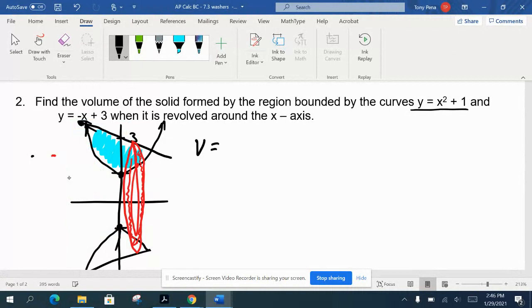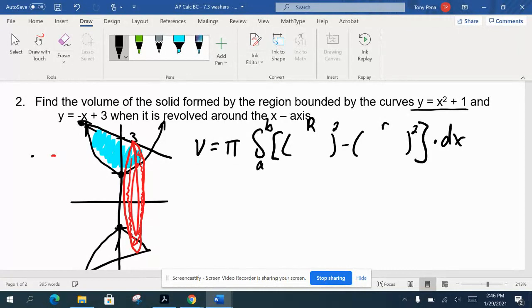Because it's the washer, our volume is going to be the sum from A to B of our big radius squared minus our small radius squared. And then the difference in x is our width. If we look at my washer, your washer, go to the big circle. Here's the top of the big circle. If I'm going to draw that radius in, it would extend down to 0. So the big radius is bordered on top by the line, negative x plus 3, and on the bottom by the x-axis, which is 0.